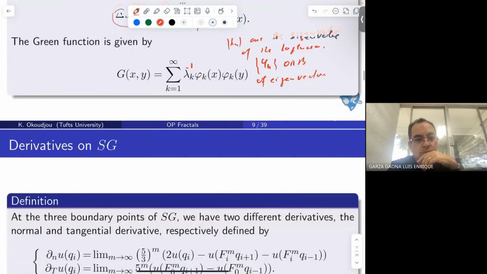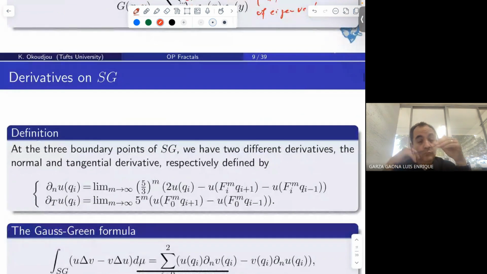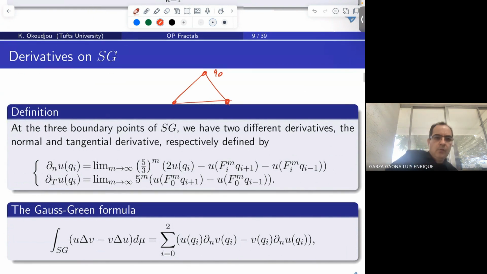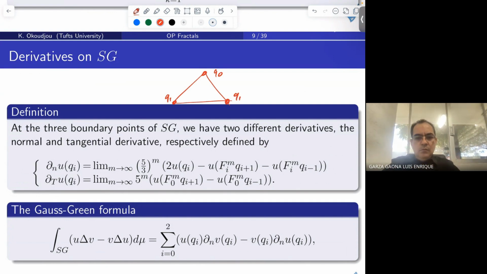Another thing you can define is the notion of derivative. There are two kinds of derivative that are important here. The derivatives are going to be defined at the boundary of my Sierpinski gasket, of my fractal. I'm going to consider the boundary, quote unquote, to be these three points q0, q1, and q2. And so there is a notion of normal derivative, and there is a notion of tangential derivative.